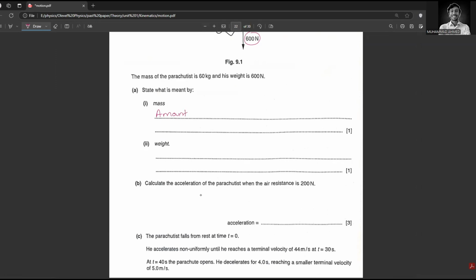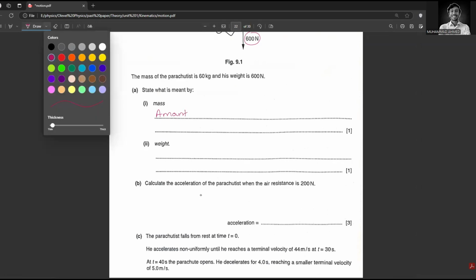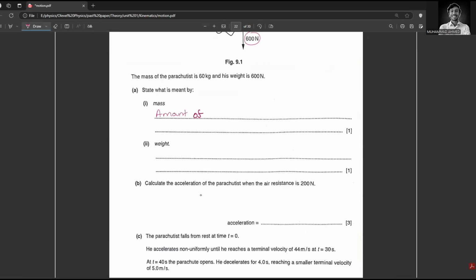Should I increase the thickness again? See, this is the main issue here. Amount of substance, or amount of matter in a substance. Simple as that. The thickness has really made me forget about the actual question. Amount of matter in a substance. So yeah, that's the case. What is the definition of weight?